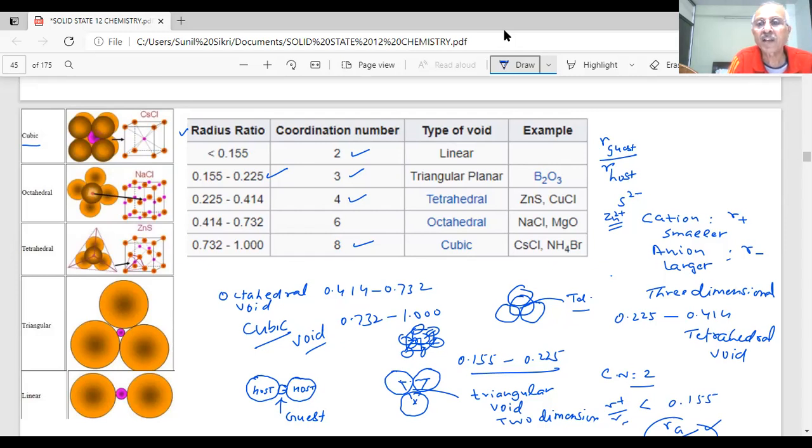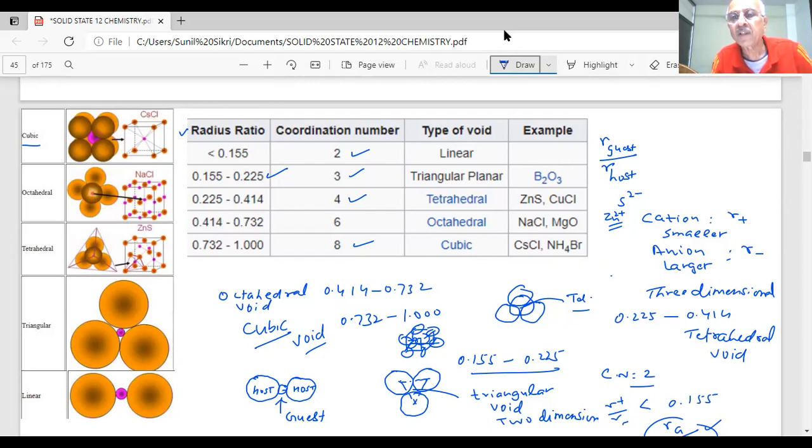Octahedral, you have seen NaCl and MgO. Here the coordination number is 6, student. Each sodium has 6 nearest neighbors, and each chloride has 6 nearest neighbors in this case. And the octahedral void size is 0.414 to 0.732. So you have noted down this important information, student. Examples have been given.